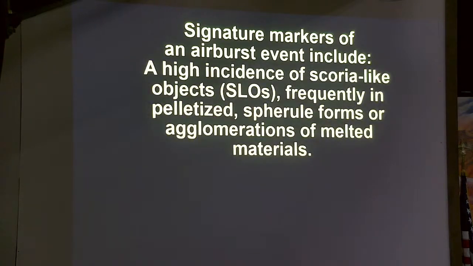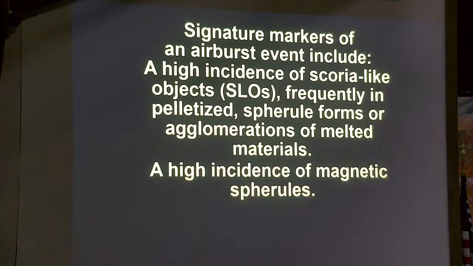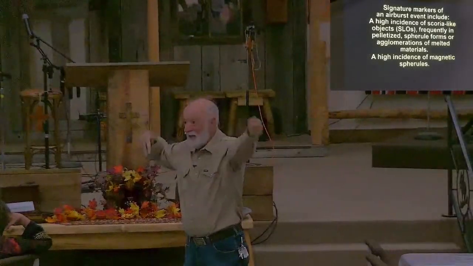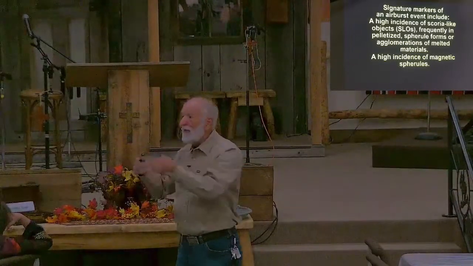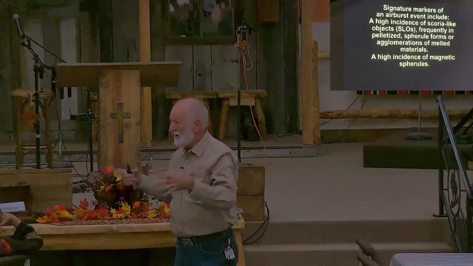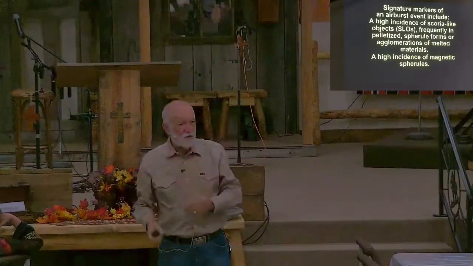All right, more signature markers of an airburst. A high incidence of scoria. Scoria, let me define that term. Is everybody familiar with smelting metallic ores? That scum that floats up to the top, that they skim off and throw away. That's scoria. It's a slag that they skim off the top. The technical term is scoria.